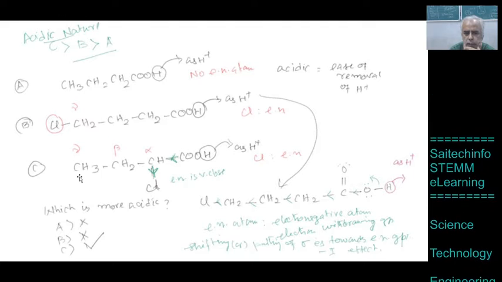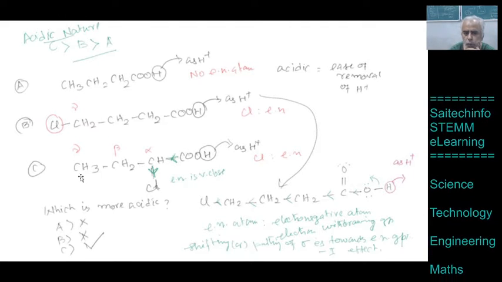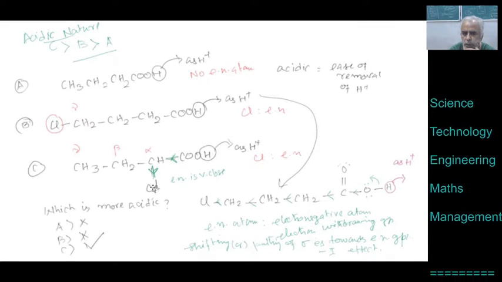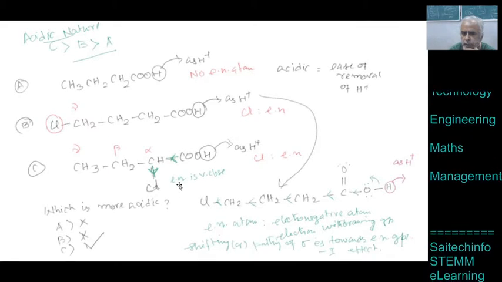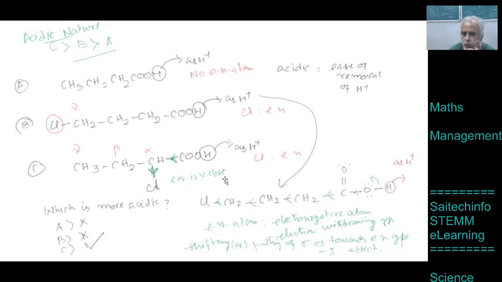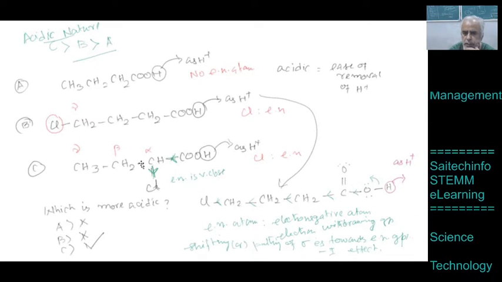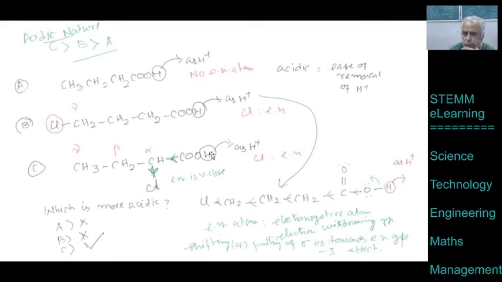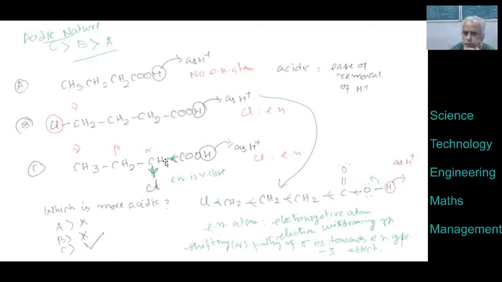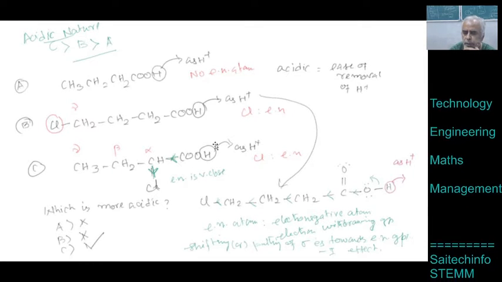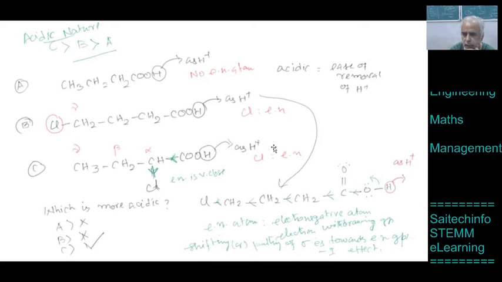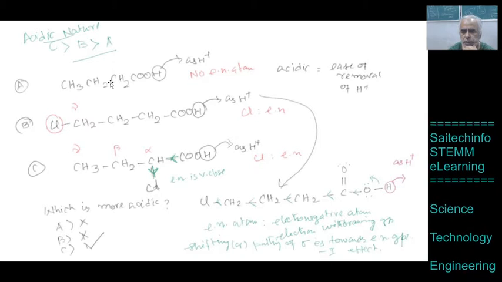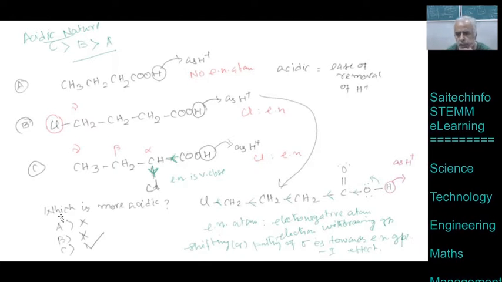But when you look at compound C, where chlorine is present immediately adjacent to the carboxylic acid, the electronegative atom is present very close, and that is why its acidic nature is more. Why? Because it can attract the electrons towards itself, so that H can be removed as H plus easily, and thereby the acidic nature of C is the highest in this series. Do you understand? Please take down.